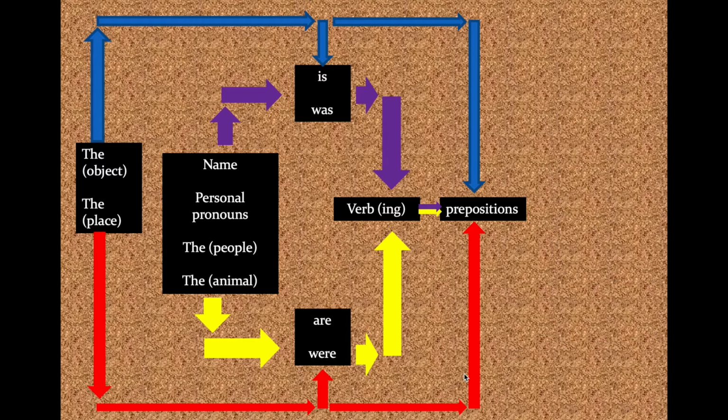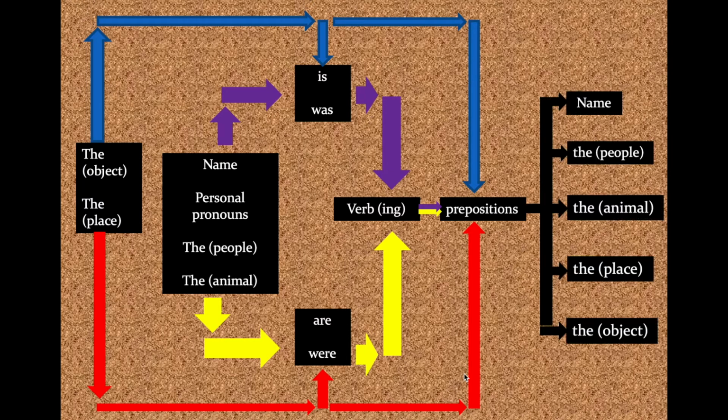Now, let's see the example of the sentence using the singular subject. The cupboard is in the room. The cupboard is an object. Is is a verb to be. In is a preposition. The room is a place. The cupboard is in the room.